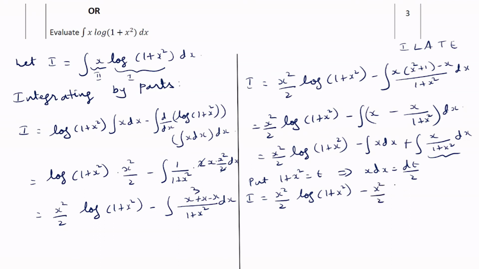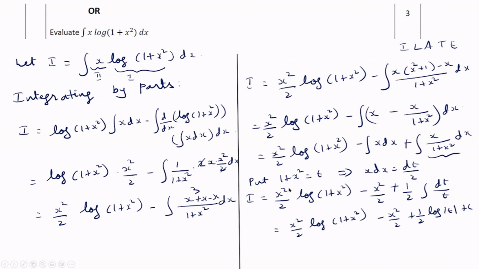Here it is plus, in place of x dx we have dt by 2, so it is half integral dt by t. So this is x square by 2 into log of 1 plus x square minus x square by 2 plus half log mod t plus c. Now we can substitute for this t.